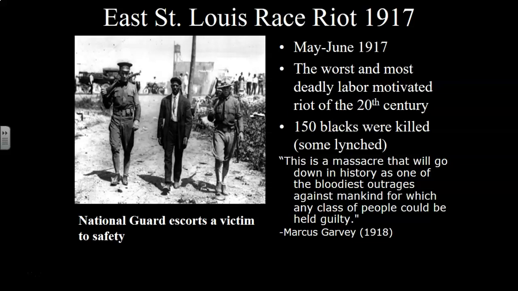And in that day and age, when business owners were dealing with strikes, sometimes they would call in mobs to sort of force the workers back to work. And this will lead to the worst and most deadly labor riot in the 20th century. Eventually, 150 blacks are going to be killed when white rioters cross over into East St. Louis and basically start bashing the black community, trying to get them to go back to work.